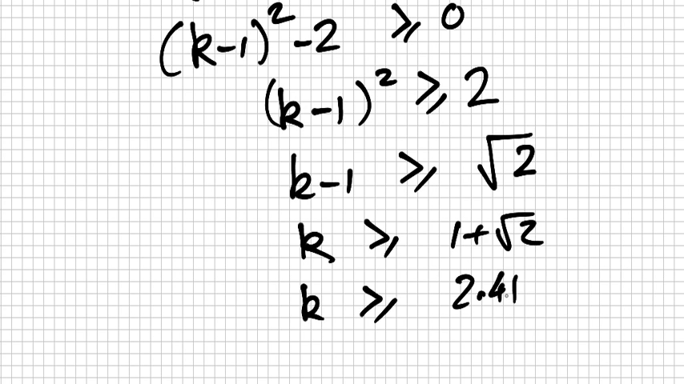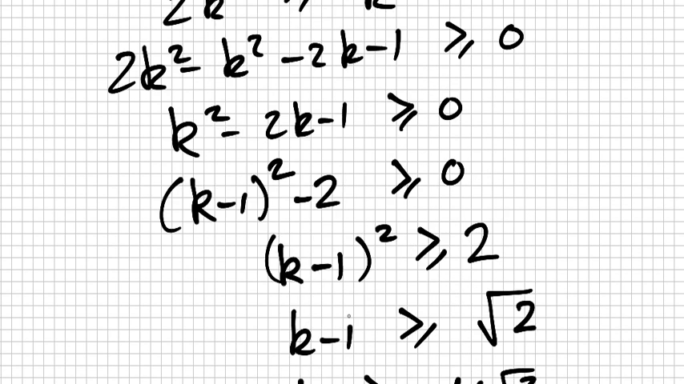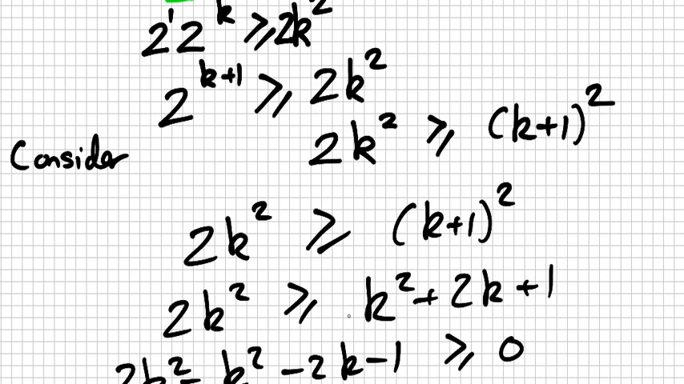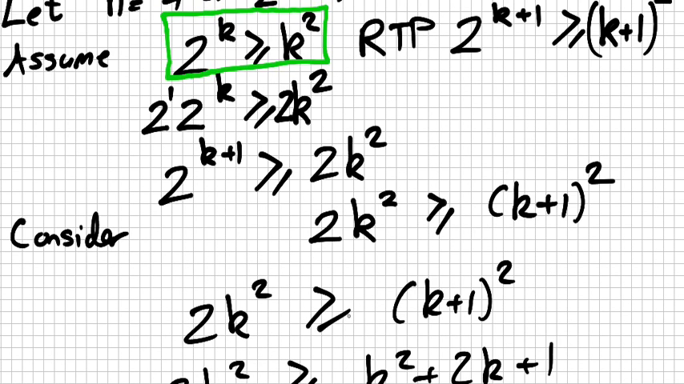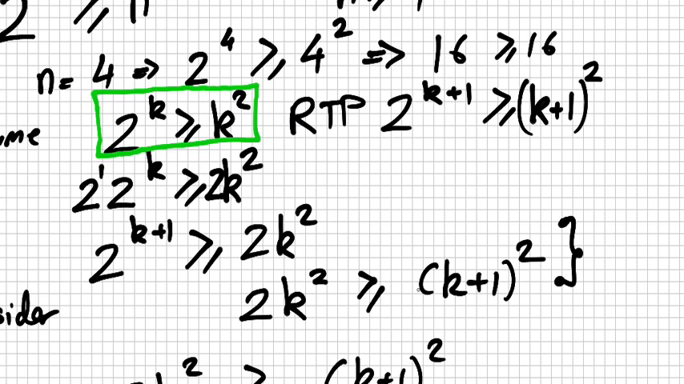Now we know that that's true because the first case is 4. We have to start at least 4. So yes, k is going to be bigger than 2.41 because it's starting at 4, which means this claim is true. So our 2k squared is bigger than k plus 1 squared. So if I put these two results together now, 2 power k plus 1 is bigger than 2k squared, but 2k squared is bigger than k plus 1 squared.